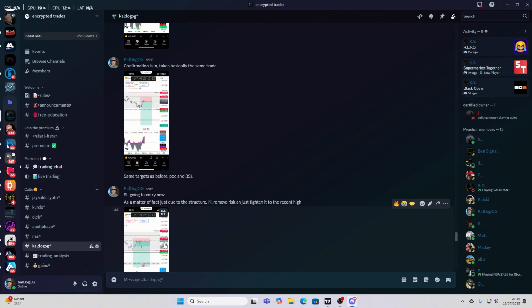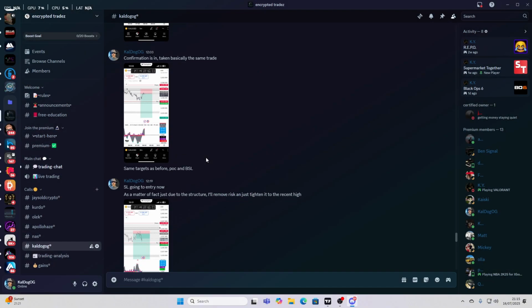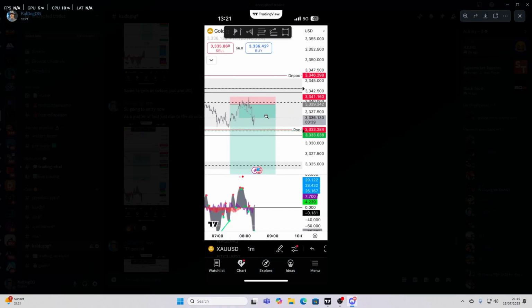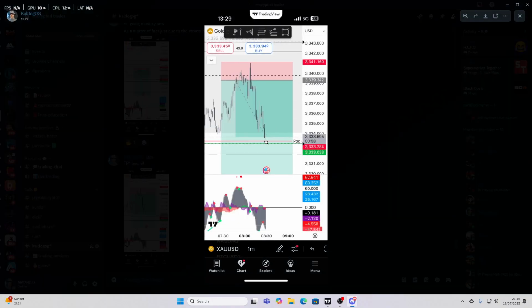3343, and as we made this high, came down, went to 3341. And by the time I was here, I had my SL to the entry. The SL was there, sorry, that's why I moved my SL to. There wasn't an entry yet. We did hit the TP1 POC, which is just there.